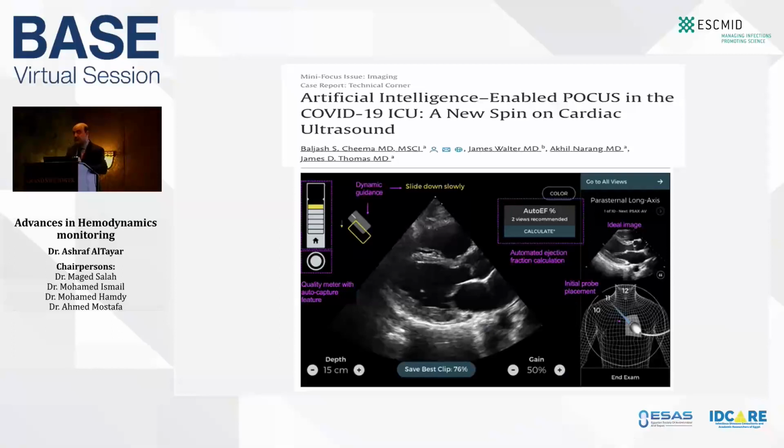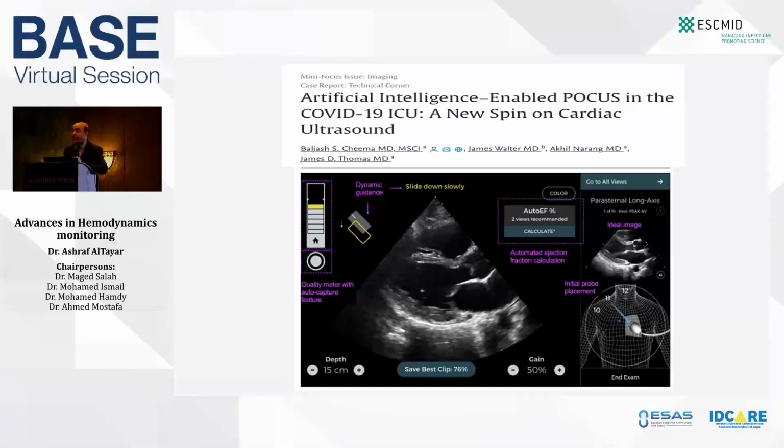This was tested in COVID patients. During the COVID time, we were very afraid to come closer to patients for a long time, and we shortened the time of contact with patients as much as we could.